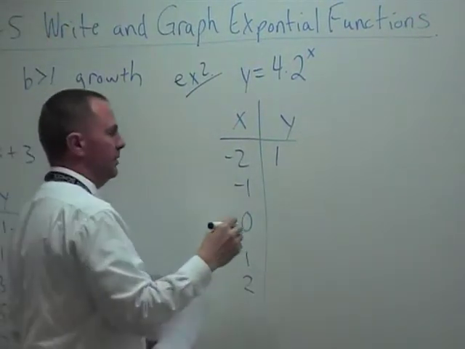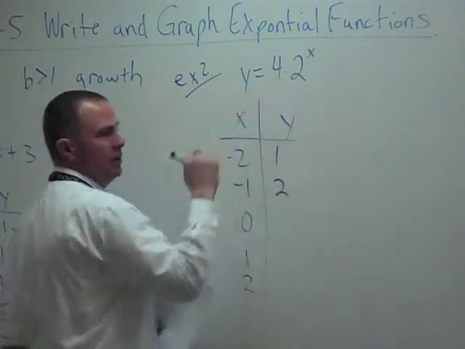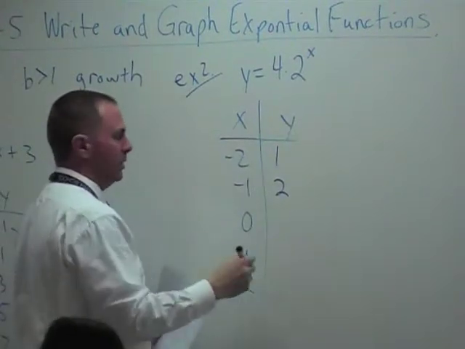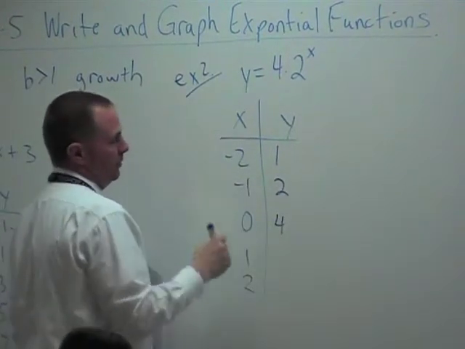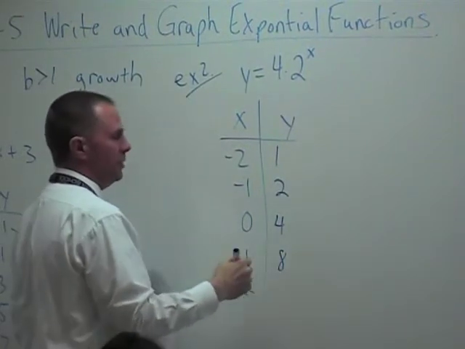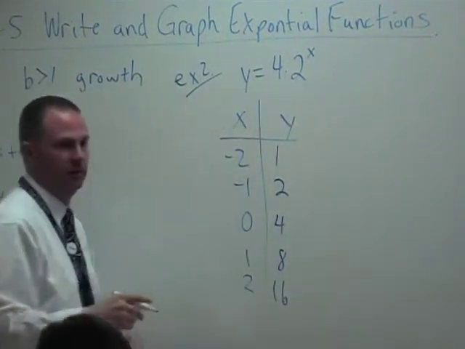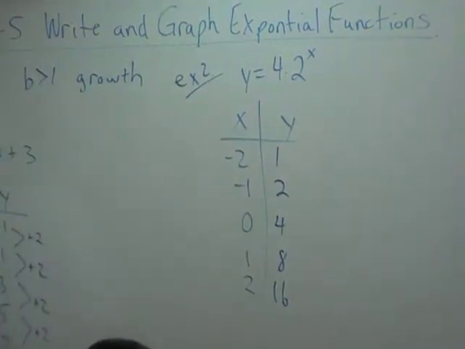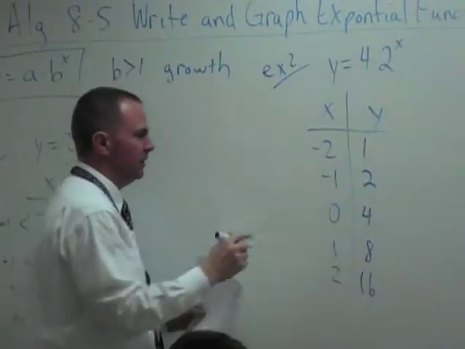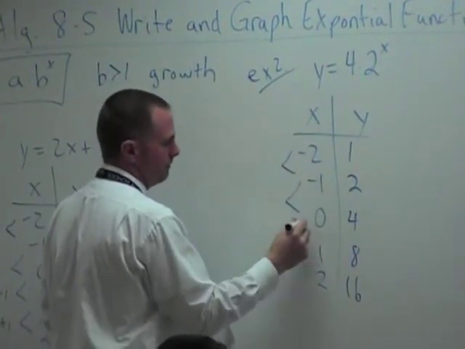1/2 times 4 is 2. 2 to the 0 is 1, times 4 is 4. 2 to the first is 2, times 4 is 8. 2 squared is 4. 4 times 4 is 16. It's not straight. It is not straight. Find out what the differences are, everybody.